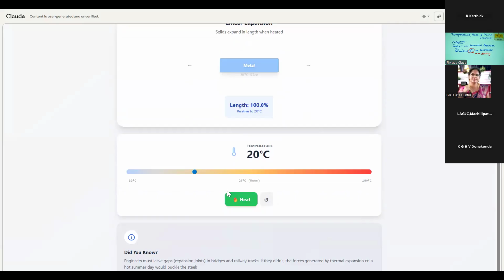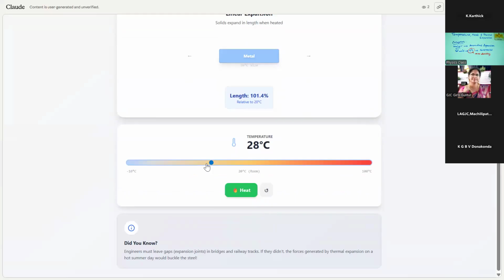The main variable here is temperature: 20 degrees, 34, like that. So we can adjust temperature. You can use a slider to manually change the temperature, moving from the freezing point, for example 0 degrees Celsius or minus 10 degrees Celsius, to a maximum of 100 degrees Celsius, the boiling point of water. Or you can hit the heat button to watch the simulation automatically warm up to 100 degrees Celsius.